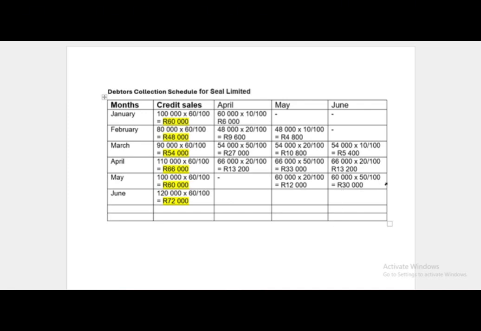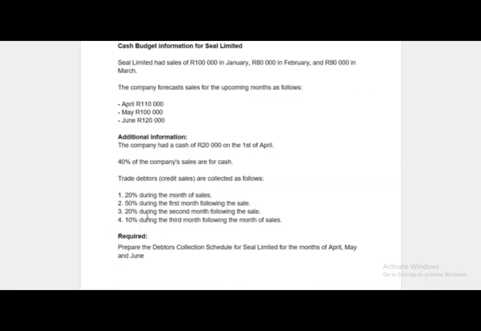So we are not going to collect the second month, because the second month following the month of sale is July, and July is not in our budget or our debtors collection schedule months, right? And we're also not going to collect the last 10%, because that is for the third month following the month of sale. So when we are in May, the third month is going to be August, and we don't have that in our debtors collection schedule. So we are going to leave that one out.